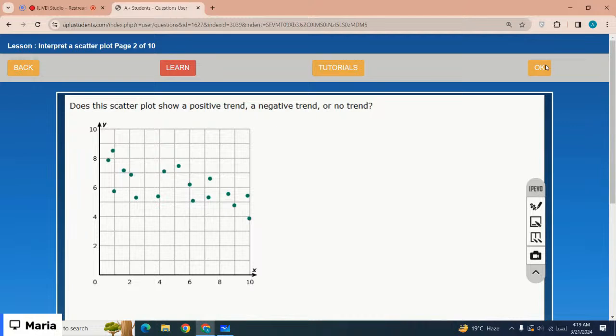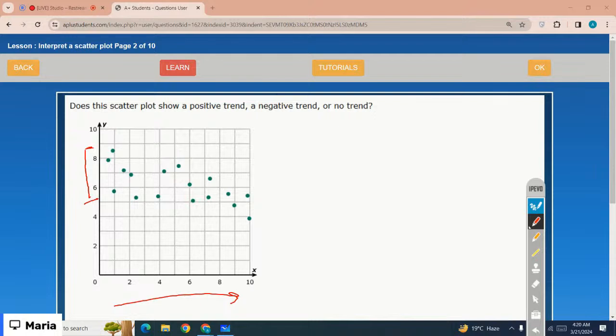Okay, does the scatter plot show a positive trend, a negative trend, or no trend? Which is the correct option? Okay, just look at the graph. The x values are increasing, right? When you started, you started from here, and the x values are increasing. Now you are at 10, but the y values are decreasing. They were here, now they are getting decreased and they are now here.